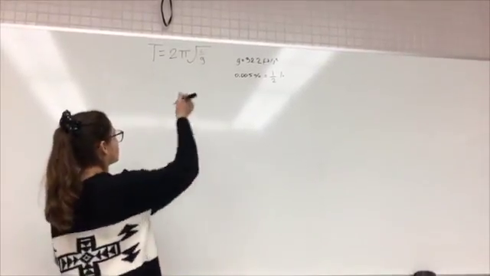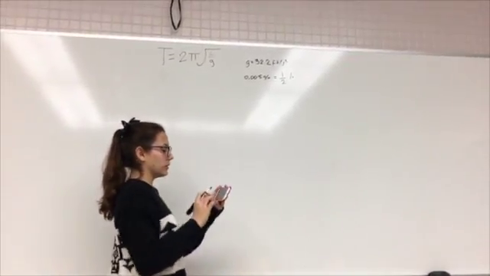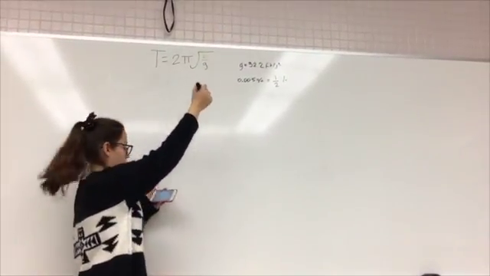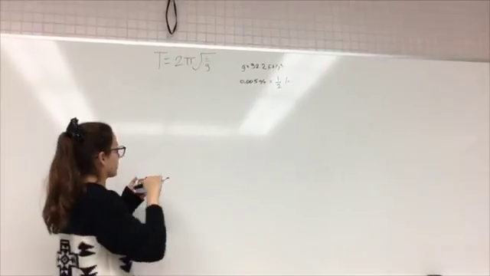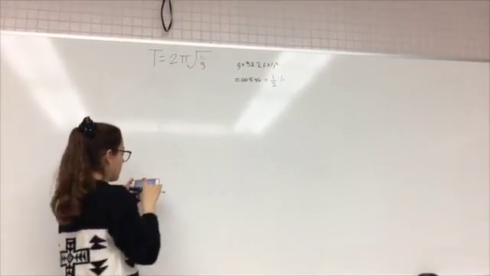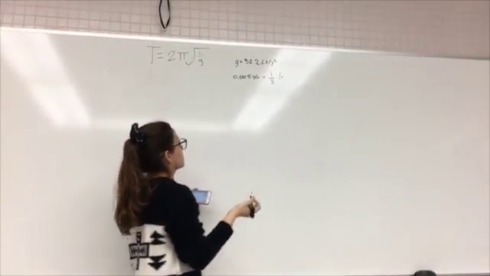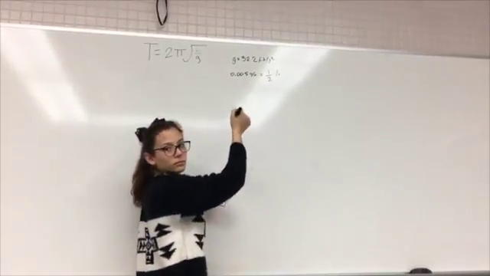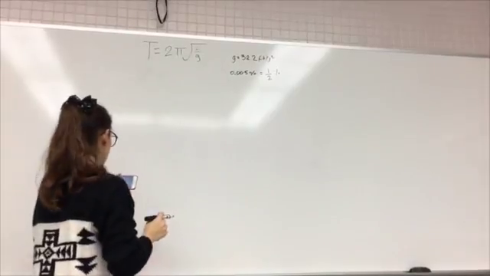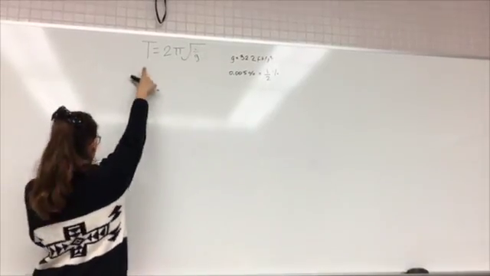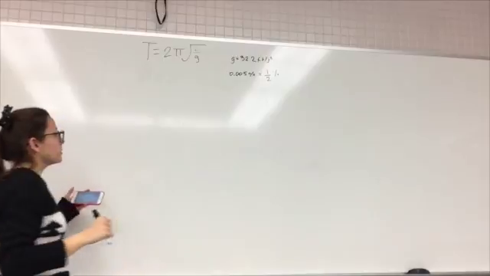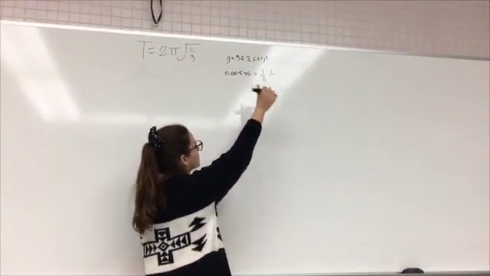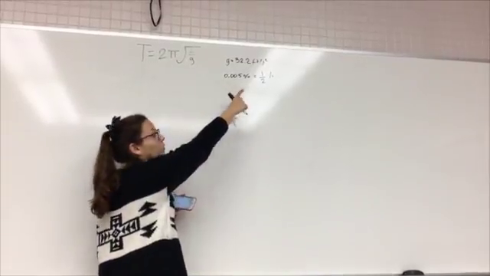Problem number 2: the period of a pendulum is given by T equals 2 pi square root of L over g, where L is the length of the pendulum in feet, and g is the acceleration of gravity, which is 32.2 feet per second squared, and T is the time in seconds. The pendulum's length increases by 0.5%, which is 0.005.